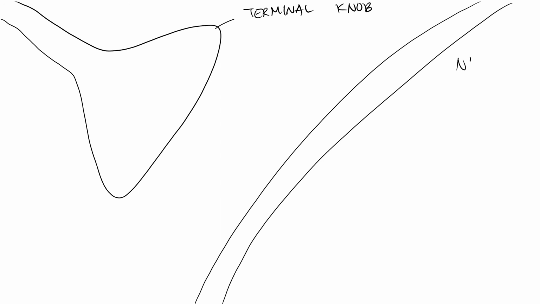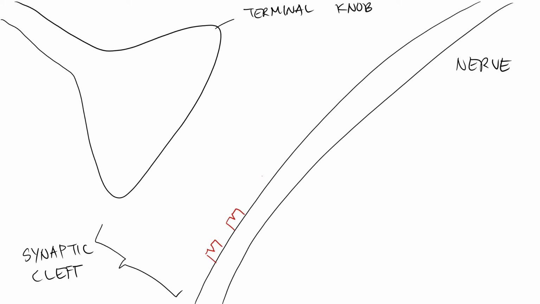Let's say this is another nerve cell, and this gap here is called your synapse or synaptic cleft. As we learned before, you have receptors, because this is how they interact with one another. We're going to discuss that.